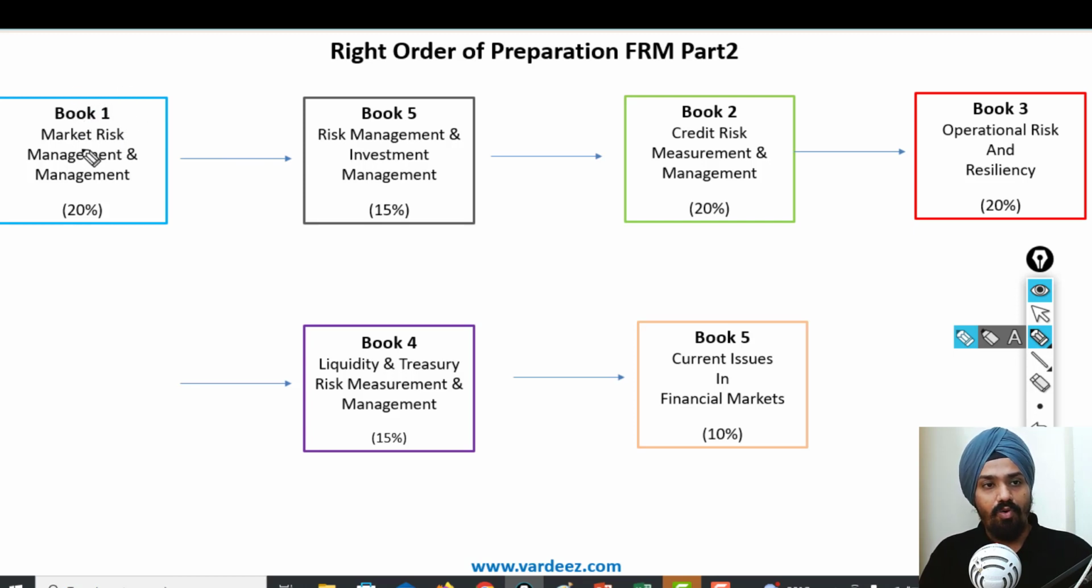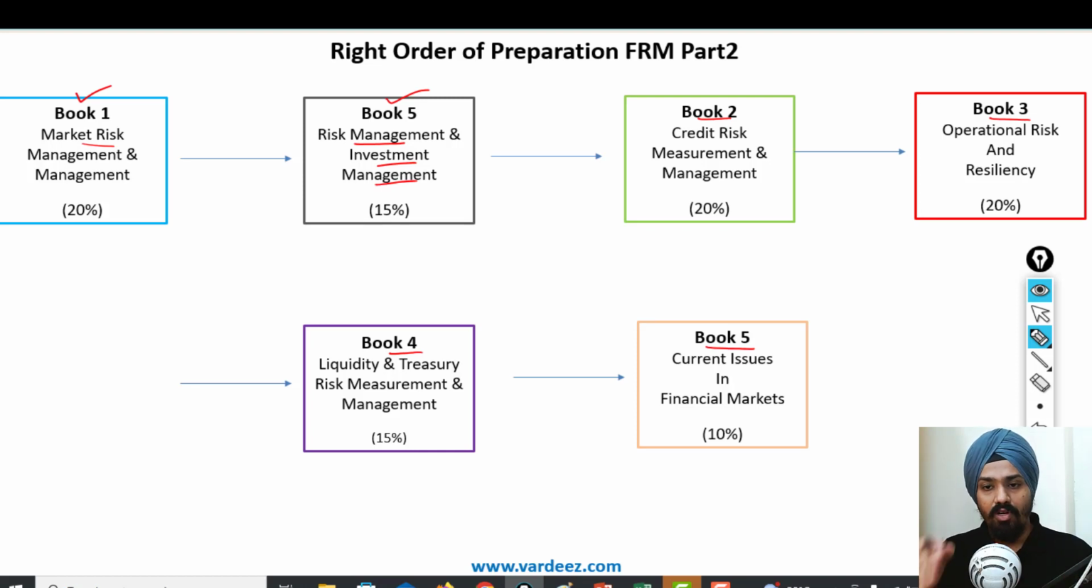The very first thing that you should go with is book number 1, that is market risk. I'll let you know the chapters that we have in just some time, but this is a natural order of progression that is going to be very helpful from your FRM part 1 to part 2. So obviously you should go with market risk. Then you should start with book number 5, which is risk management and investment management. I'll let you know why this makes a lot of sense. Then you should go with book number 2, which is credit risk. The weightage is 20%. And then book number 3, which is operational risk. And then book number 4. And then finally, which is absolutely theoretical in nature, that is current issues.